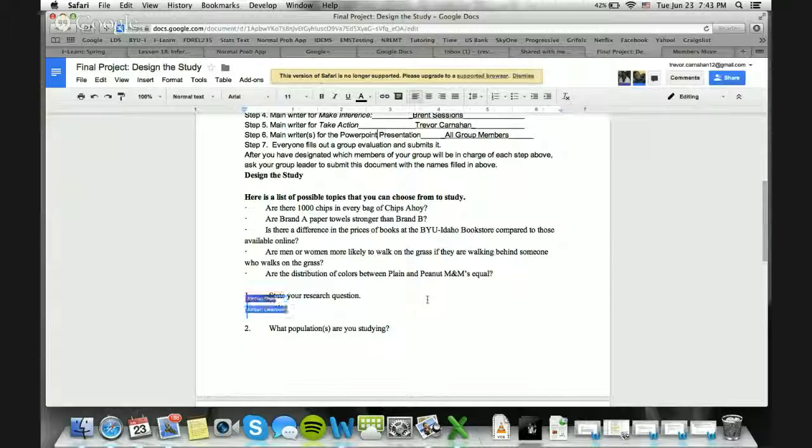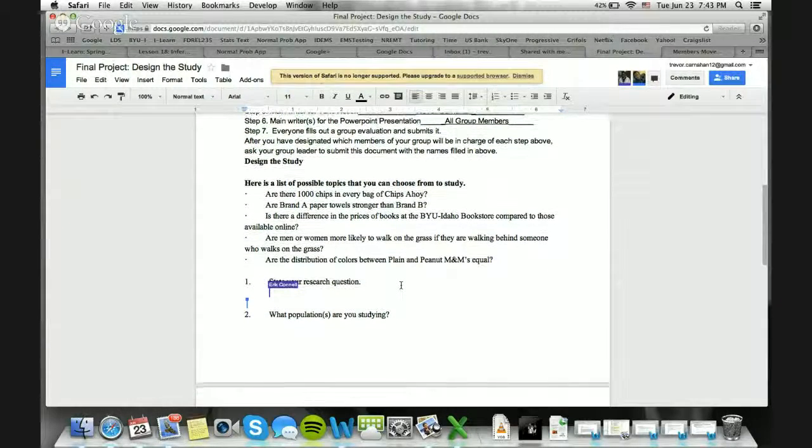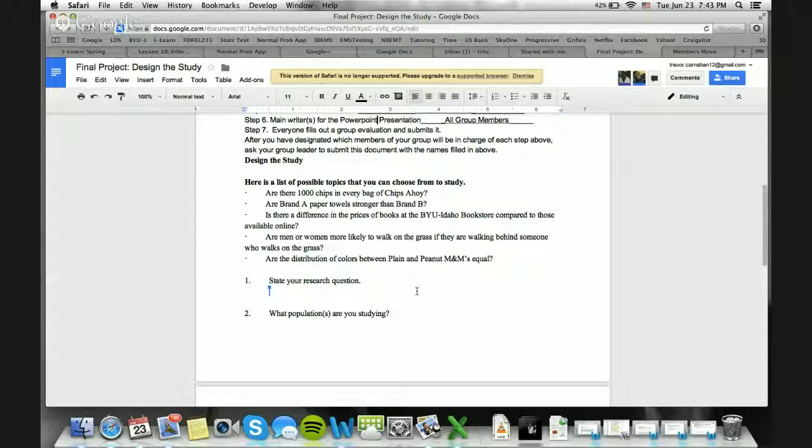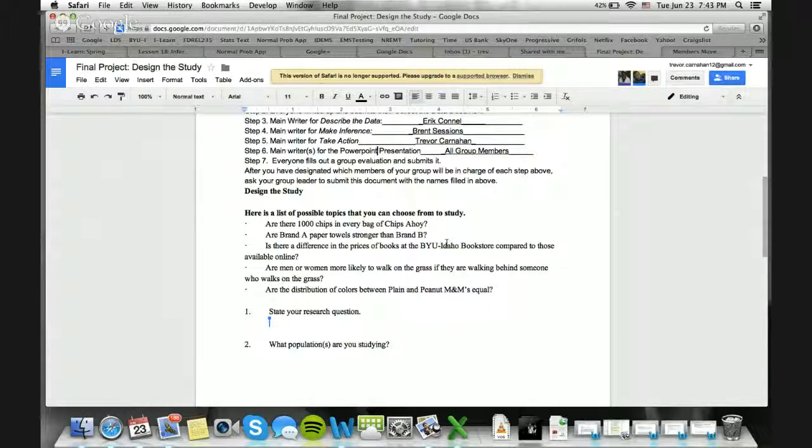Design study. Are there 1,000 chips in every bag? Chips Ahoy are the little cookies, right? Yeah, you have to break apart all the cookies to count the chips. Yeah, I'm good. I don't want to do that one. Wouldn't you have to buy more than 30 bags too? Yeah. It's an investment.